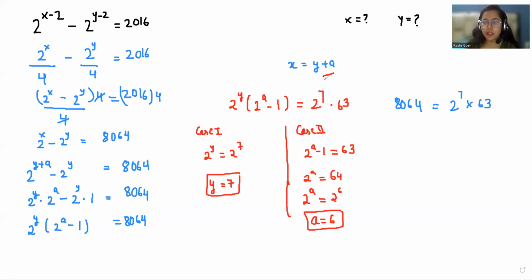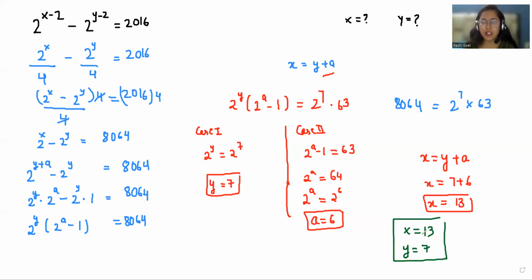Now we know that we substituted x is equals to y plus a. So x is equals to 7 plus 6, so x is equals to 13. The value of x and y will be 13 and 7.